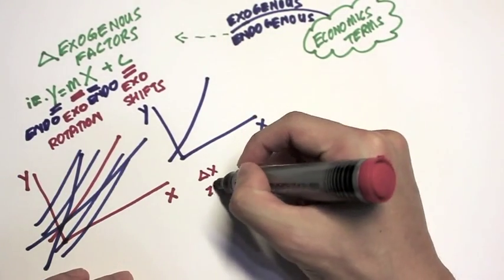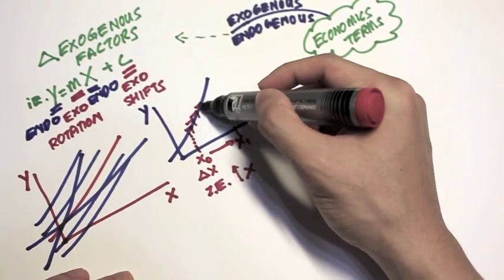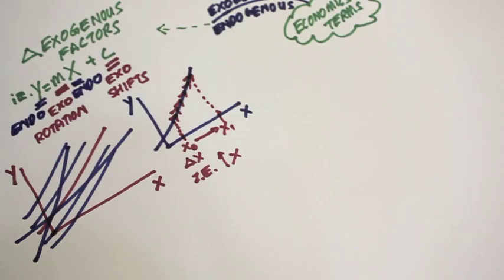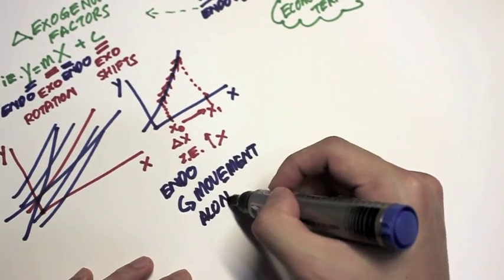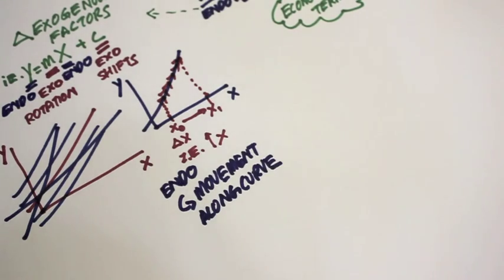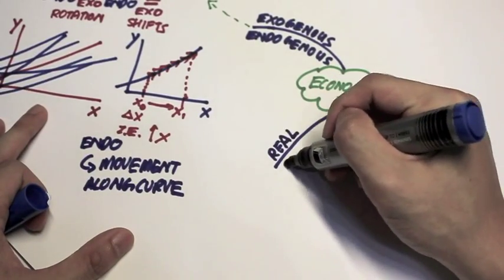When you talk about endogenous factors, which are like x and y, these are the variables in the model itself. You have a movement along the curve. For example, when x increases, you move upwards along this curve. So therefore, endogenous factors result in movements along curves.